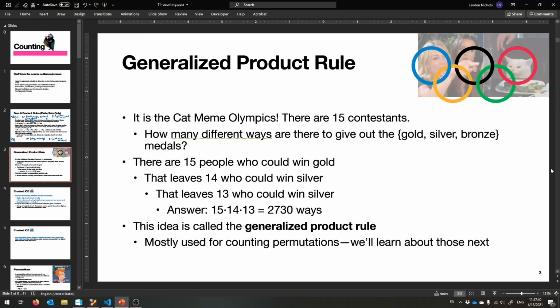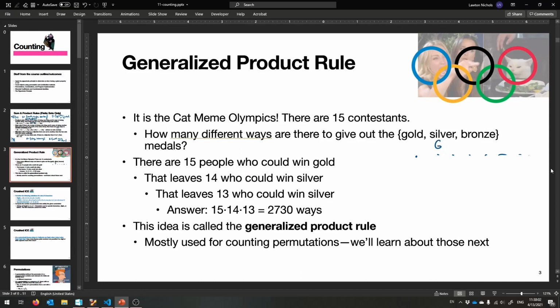So there are 15 people. First you line them up, and then you say, how many of these people could win gold? The idea is we're counting, so any of them. This person could win gold, this person can win gold. Everybody, all 15, could have won the gold medal. We don't know yet.